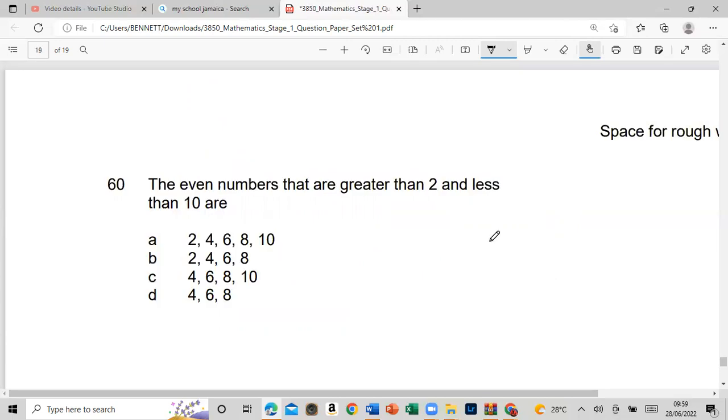The even numbers that are greater than 2 and less than 10 are, so greater than 2, so that will be 4, 6. Oh, less than 10 too. So D, 4, 6, and 8. It never says equal to 10 or equal to 2. So we cannot include 2 and 10. All right, so we have to exclude them.